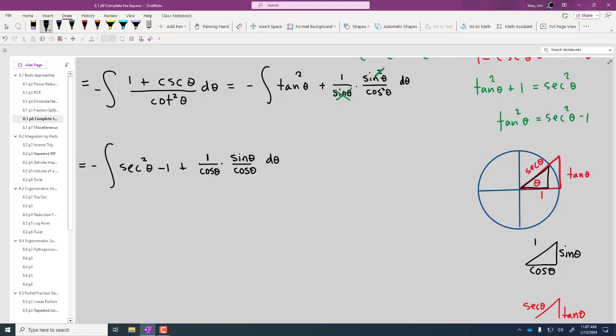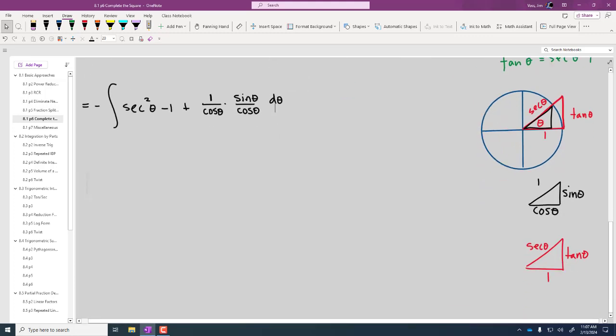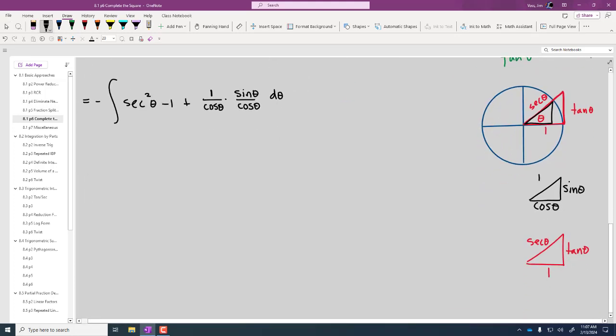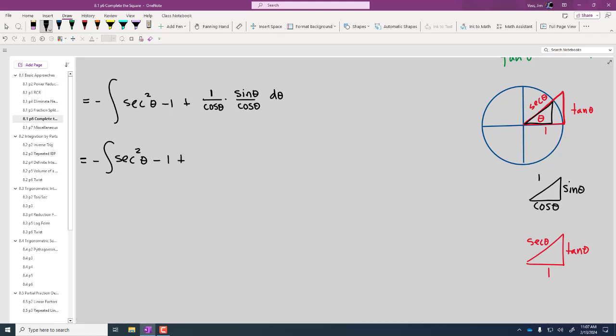We are getting so close. All right, so this minus is still in front. We can now integrate that. What's 1 over cosine? Secant. Sine over cosine is tangent. And do we have an antiderivative for sec tan? Yes. Derivative of secant is sec tan. Now we have antiderivatives for every term.